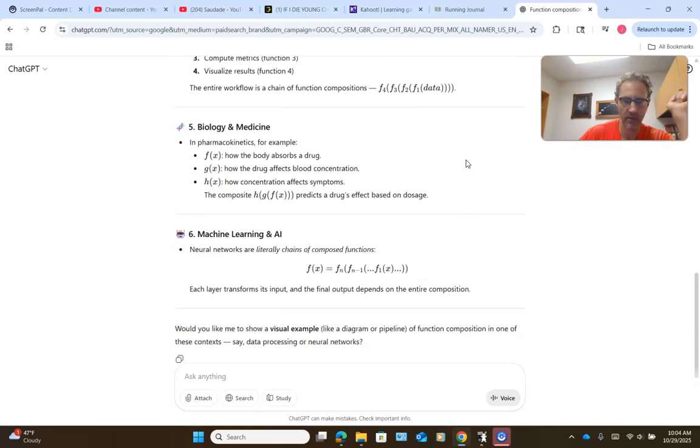Let's see. This one I liked. So in machine learning, or AI, these neural networks that maybe you've heard about, these are literally chains of composed functions. Okay, so each layer transforms its input, and then the final output depends on the entire composition. Basically it goes through this sequence of functions, and then finally you get some output. Okay, all right, so those are just a few examples.